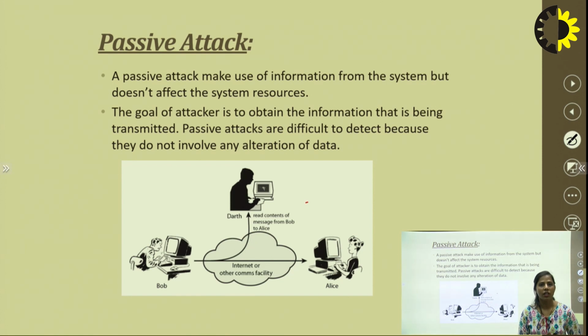Someone doesn't alter the data. He or she just detects the data and tries to access that particular information, which doesn't affect the system resources. System resources means whatever information is in the system; they do not alter or modify that information. They just try to obtain the information being transferred from one place to another. So no alteration is done in a passive attack. It may be used against defense academies and defense government policies going from one place to another.